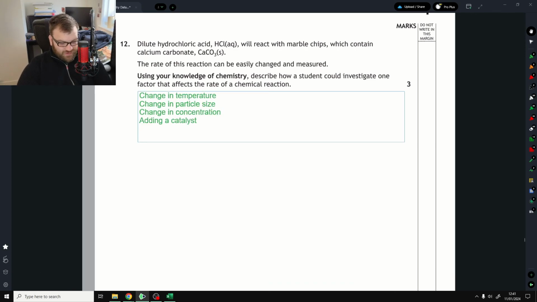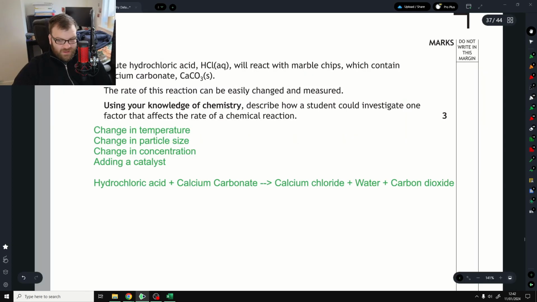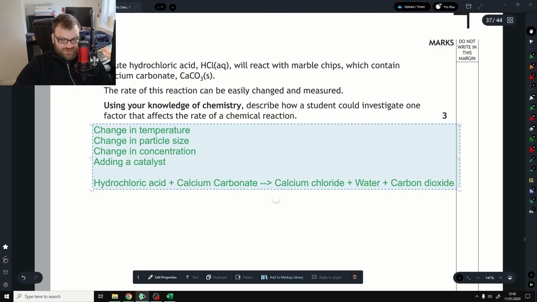Now we have got hydrochloric acid reacting with calcium carbonate. From what we've talked about today, that's an acid plus a base. That will make a salt, particularly calcium chloride. Plus, we're going to get water. And because it's a carbonate, we're going to get carbon dioxide. Now, there's a gas being produced.